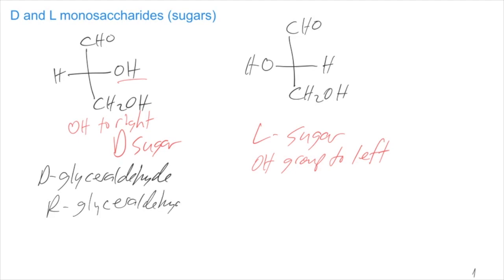But when you get into sugars, people don't usually use R and S. They'll use D and L instead. So that's another way that we can name our materials. And as you get into more complex carbohydrates, you'll start to see even more examples of this. But no matter what sugar you're working with, there's always going to be a D and L version that you can draw.